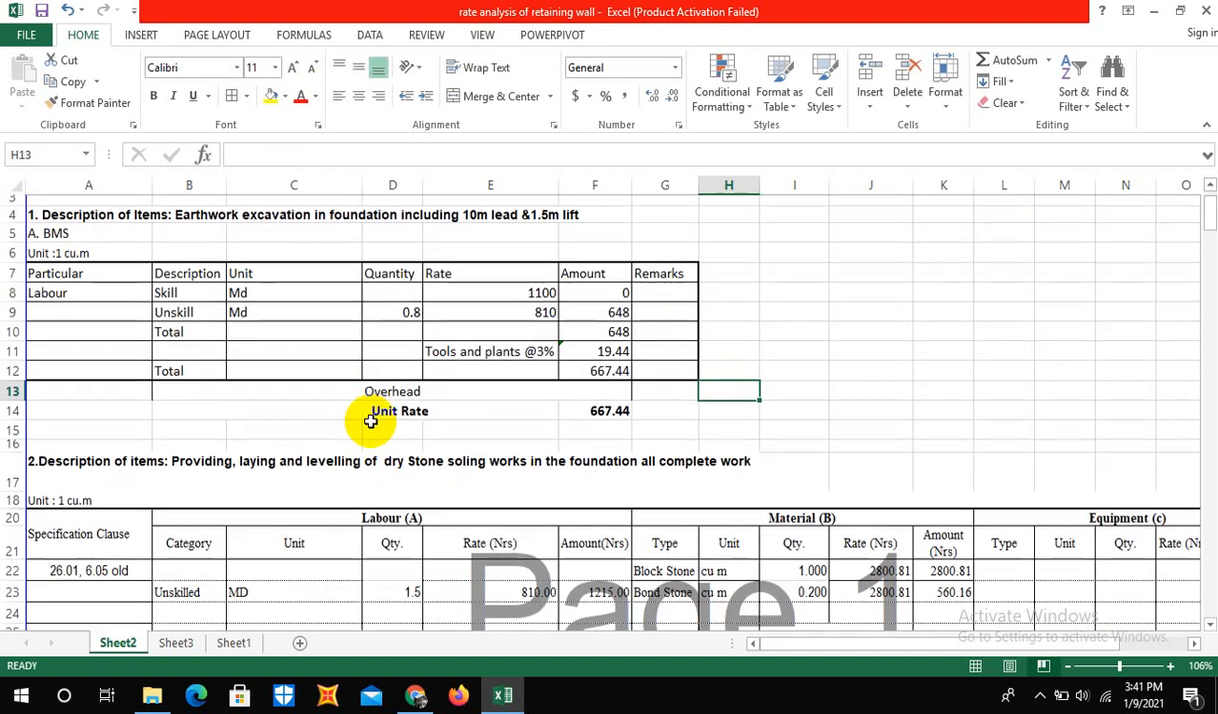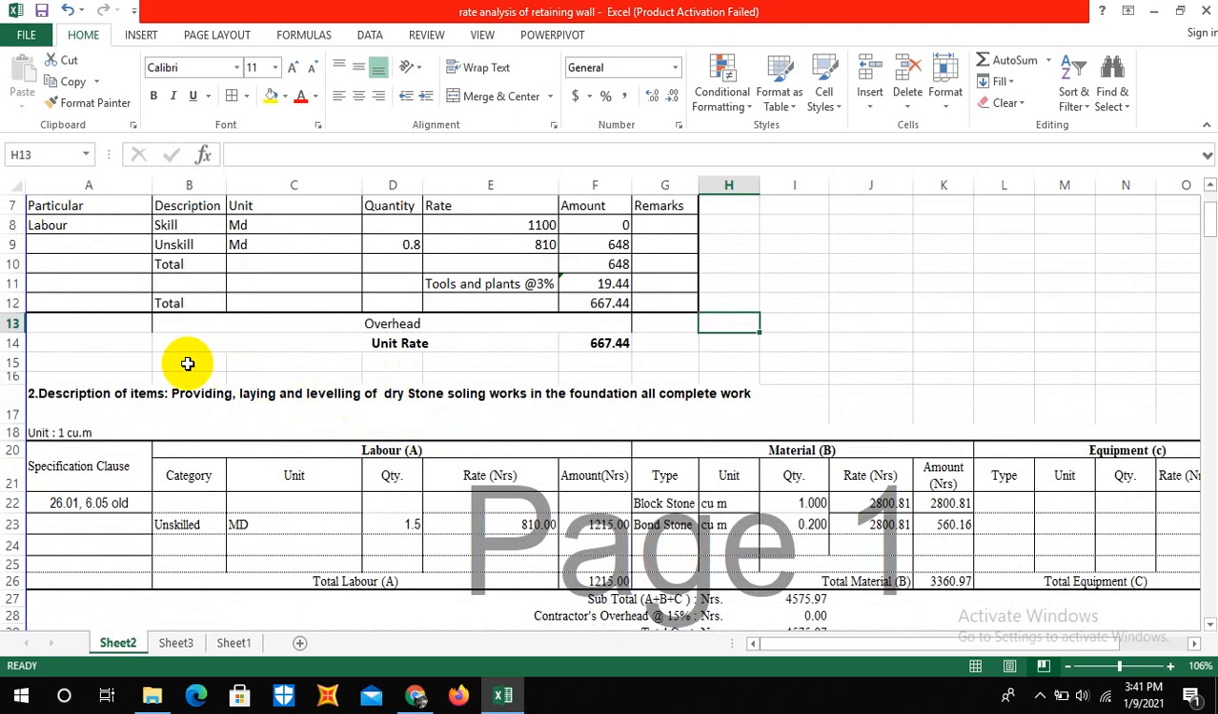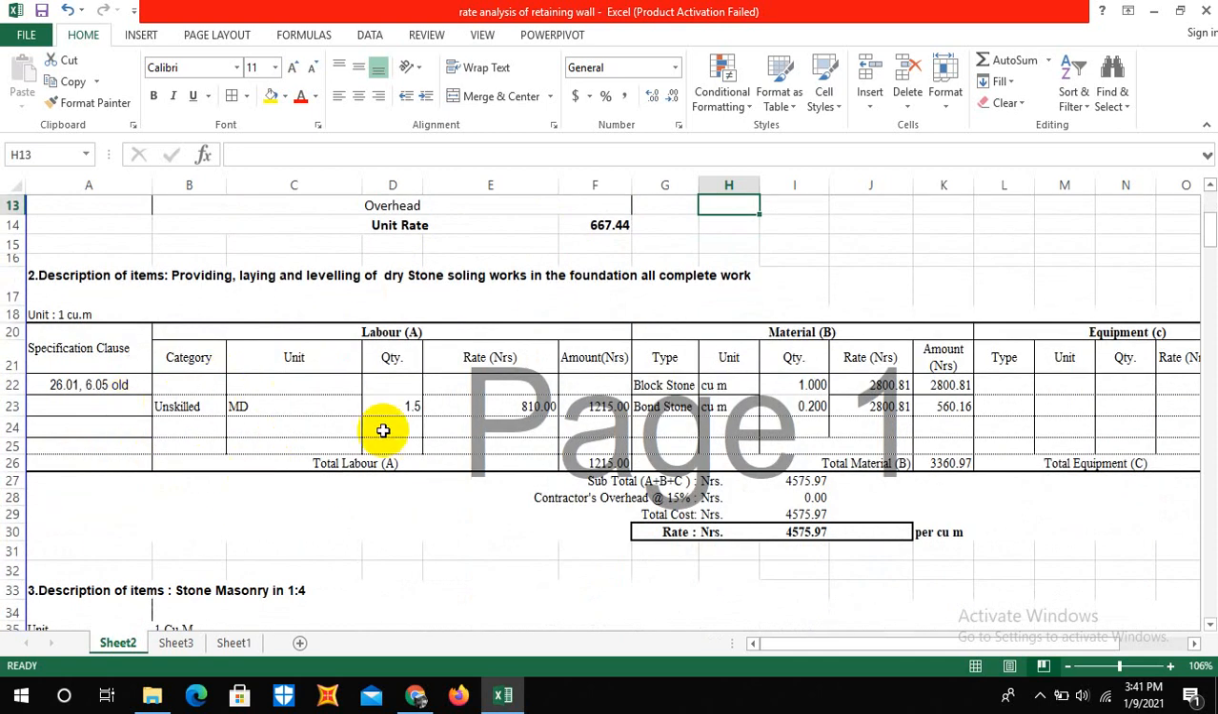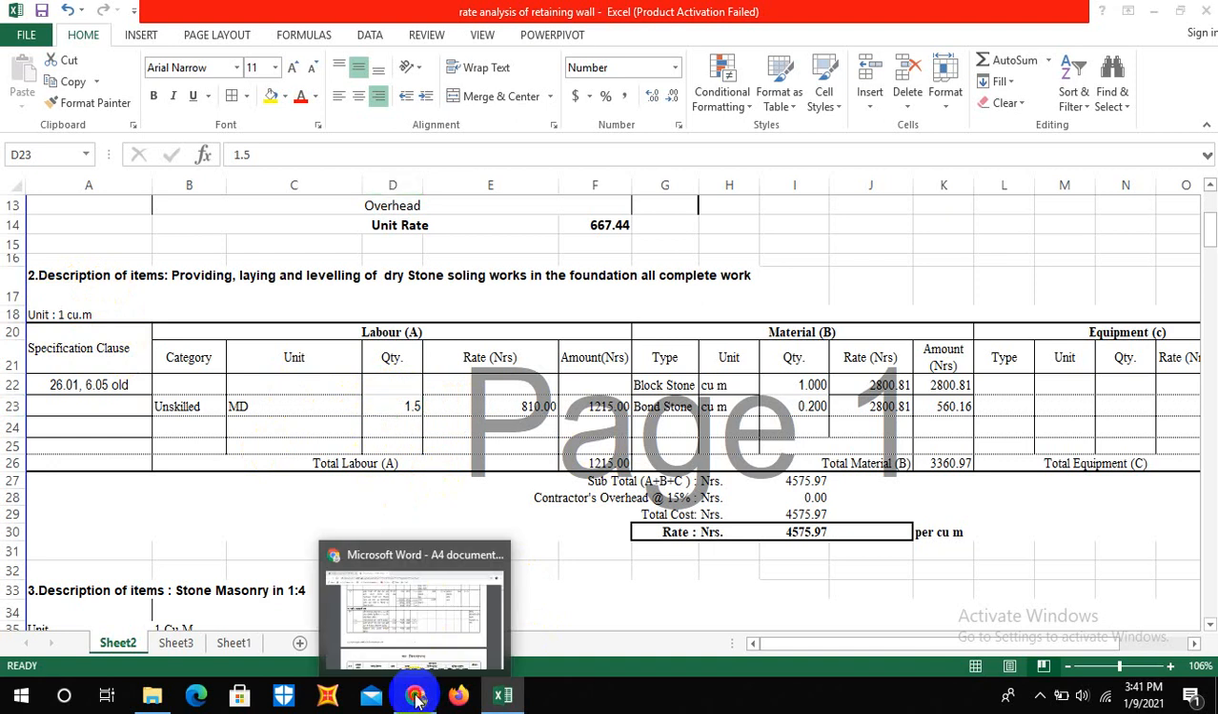And second, after the earthwork excavation, there will be stone soiling work. You can similarly see the manpower required for stone soiling is unskilled manpower of labor 1.5. For 1 cubic meter of work we need 1.5 number of labor. We can simply get this number from this DUDBC norms.